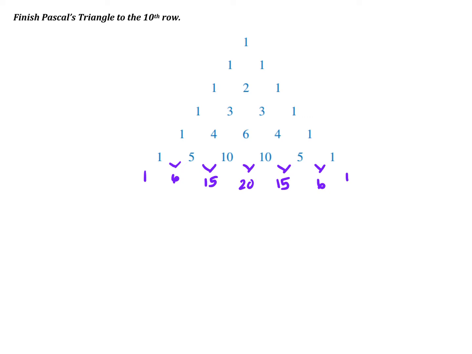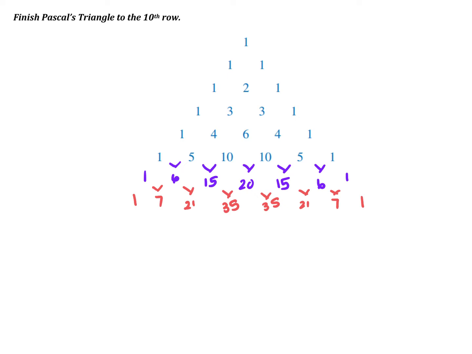Our 7th row, again, that'll be the one that has a 7 in it, will be 1. 1 plus 6 is 7. 6 plus 15 is 21. 15 plus 20 is 35. 35. 21. 7, and we always end with a 1.